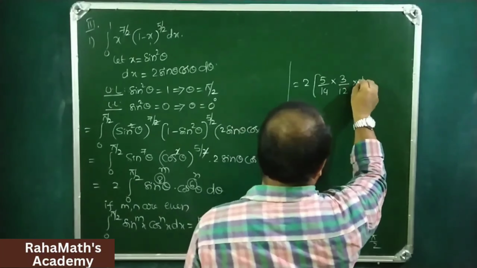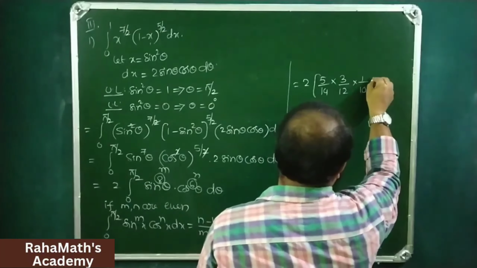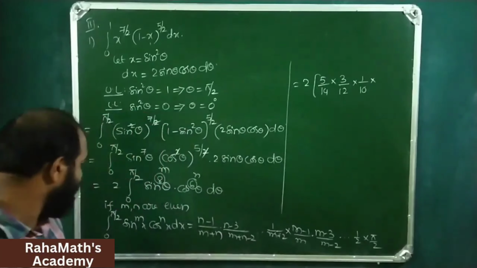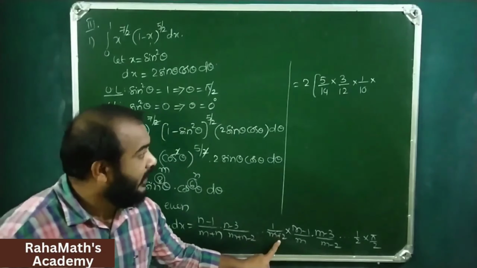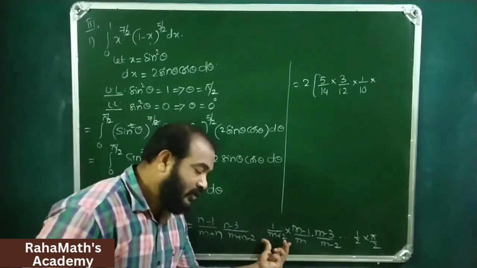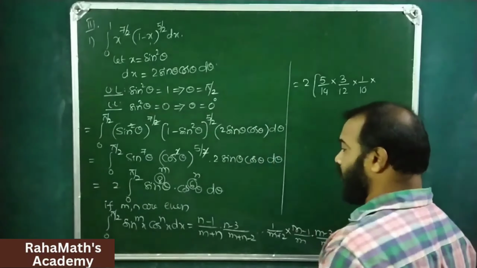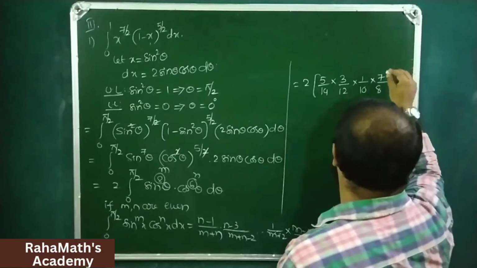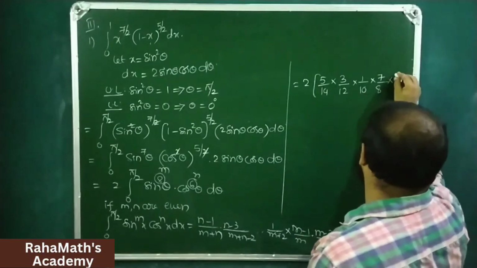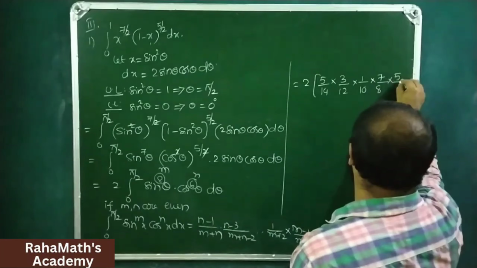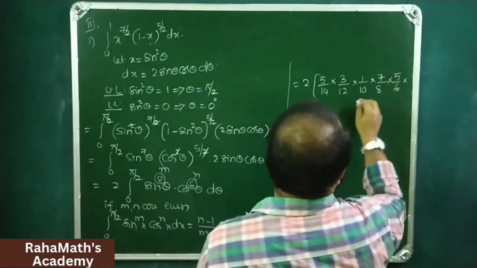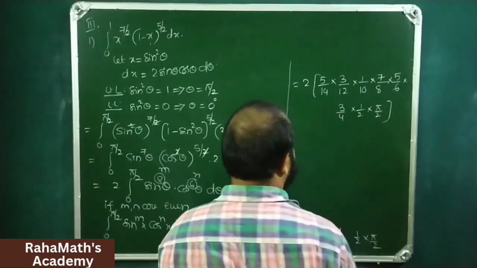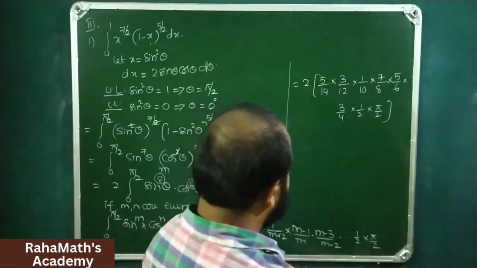Further reduction is possible, 1 by 10. Since further reduction is not possible, you just have to compare with this m plus 2. What is m? 8 plus 2, 10. That means we have reached this, into, what is the second part? m minus 1, m is 8, 8 minus 1, 7 by 8. Further reduction is possible. So this is 5 by 6 into 3 by 4 into 1 by 2 into pi by 2. If 1 by 2 is there, pi by 2 is with it, and we need to finish.